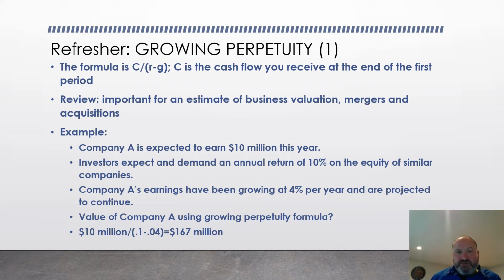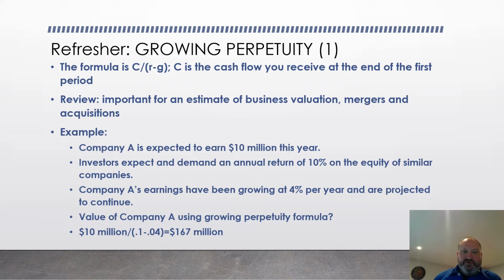Now growth rate, we're just going to say, has been 4% and is going to continue to be indefinitely. It's just an estimate, but we're going to use it for this example, and it's a good starting point. So if 10% is the required return, 4% is the growth rate, and the company is going to earn $10 million, we'll just pretend it all comes at the end of this year, even though it would, in reality, of course, come over the course of the year with any real business.